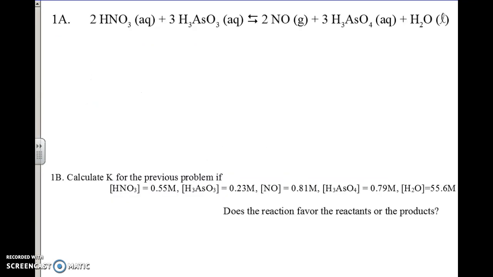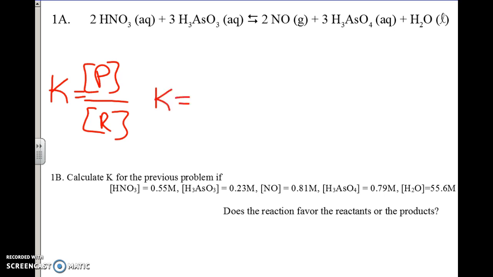So we're going to go to number 1 on your sheet. And it's asking us to write the equilibrium expression that we have here. So again, K is going to be equal to the molarities of the products over the molarity of the reactants. We're not going to include solids or liquids. So K is going to be equal to NO. We put molarity brackets around it, and we bring down its coefficient to the second power.